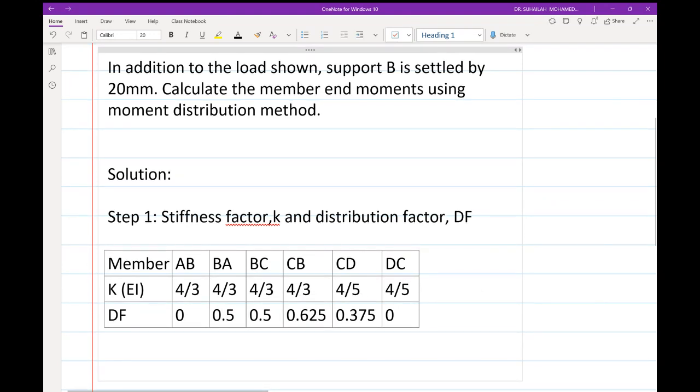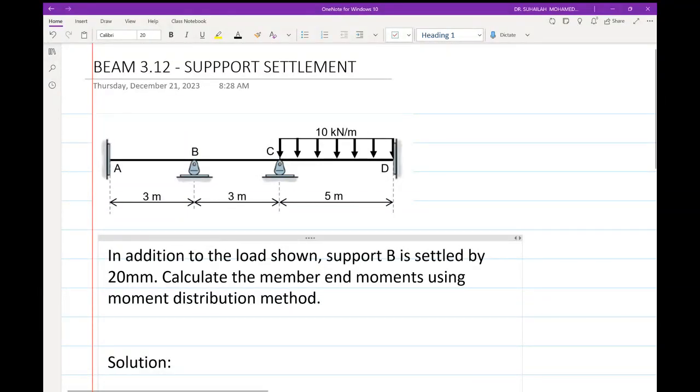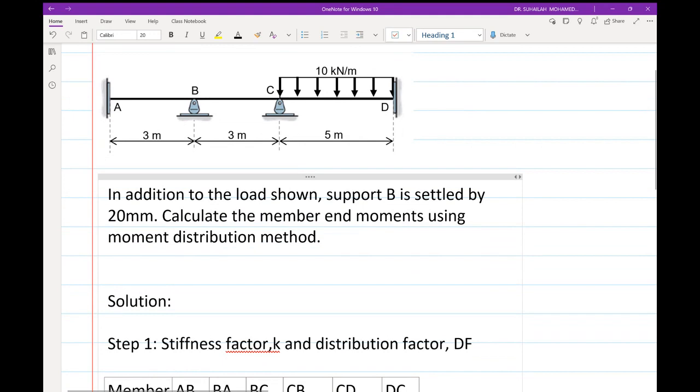Now we move to the next step, step 2. We want to calculate the fixed end moment. First, 2A: we want to calculate the fixed end moment due to loading. Due to loading, when we look at the diagram, there is no fixed end moment for AB and no fixed end moment for BC. So we should determine the fixed end moment for CD. By assuming both ends fixed, we will determine FEM CD and FEM DC.